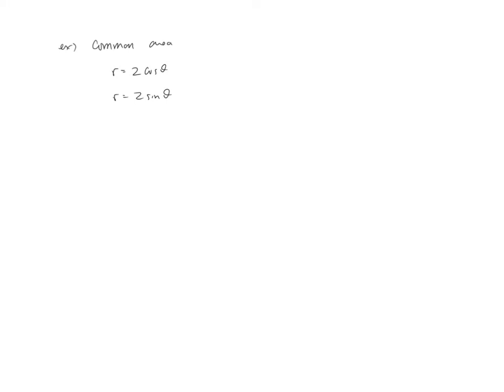All right, so in this video, we're going to just continue looking at some examples dealing with polar area. And in this one, we're going to be finding the area common to both of those curves. You'll notice these are both going to be circles. This is going to be a cosine circle, so along the x-axis with a diameter of 2, and a circle along the y-axis with a diameter of 2 as well. So let me go ahead and sketch that in here.